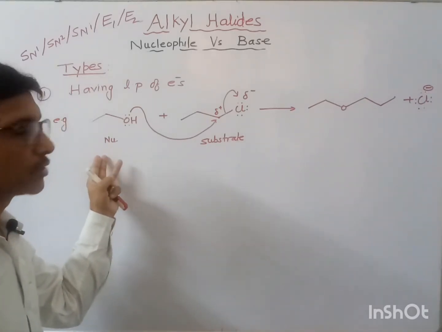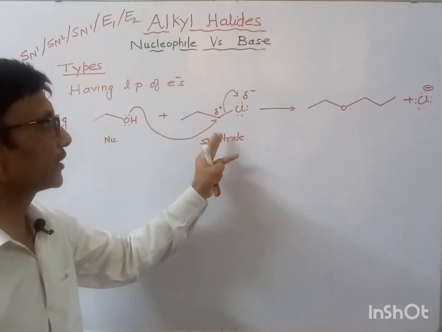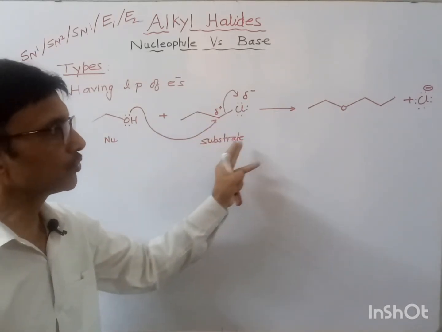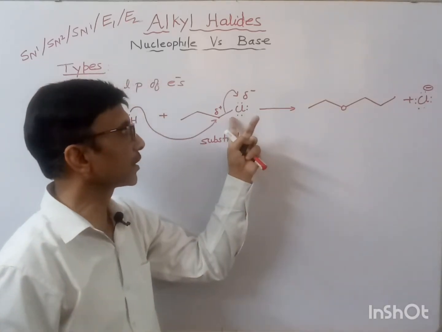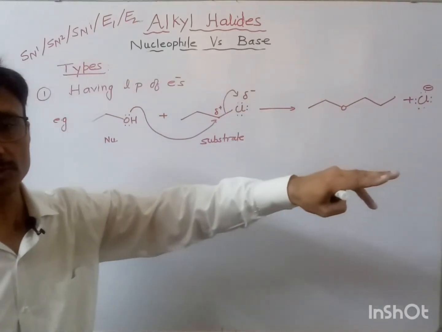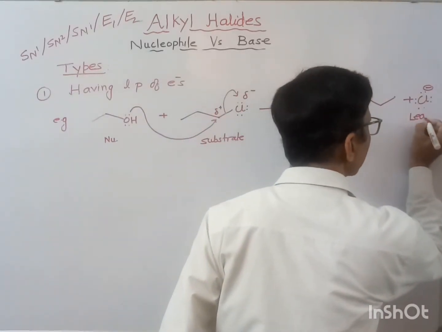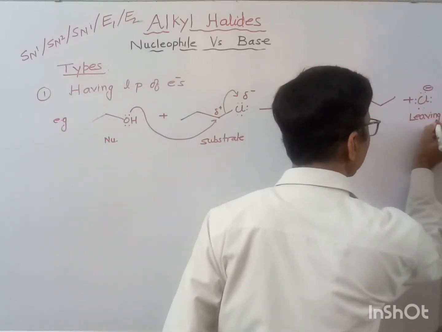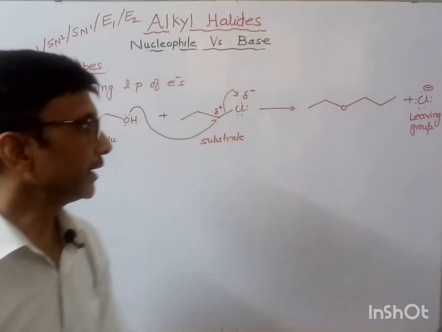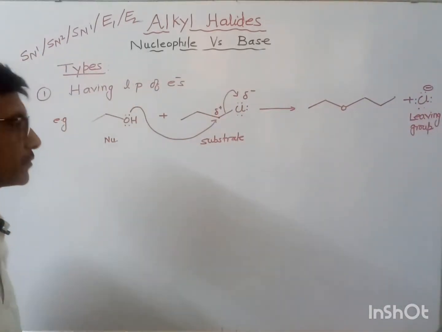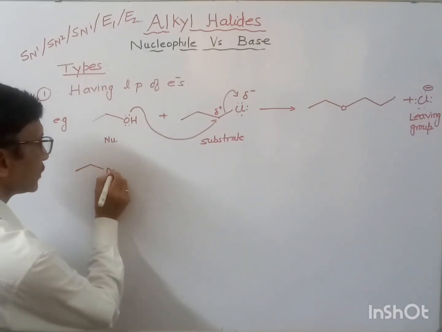So this is one of the nucleophilic substitution reactions. The nucleophile is attacking an electrophilic center of the substrate molecule to form a new product, plus this chloride ion is leaving out, that's why it is called the leaving group. This chloride ion is called the leaving group, and we will see a little more about the leaving group in my next lecture.